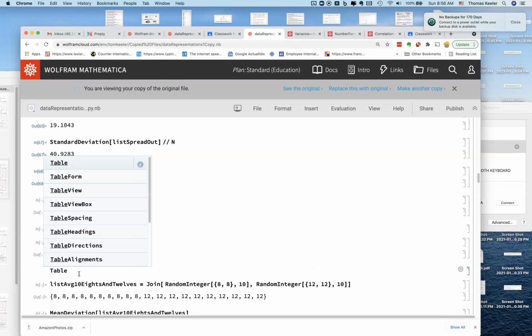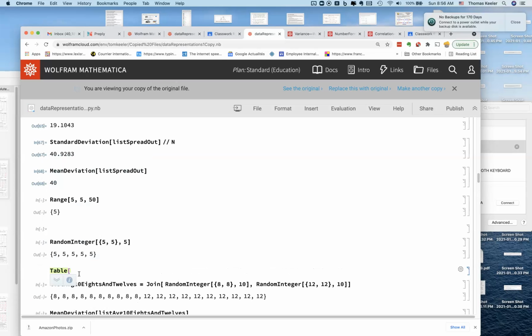So you can say table, okay, and I just want, say 5, comma, and then you could say how much do you want to do that? 1, comma, 10. Okay, so I want 10 5s. Let's see if that works.